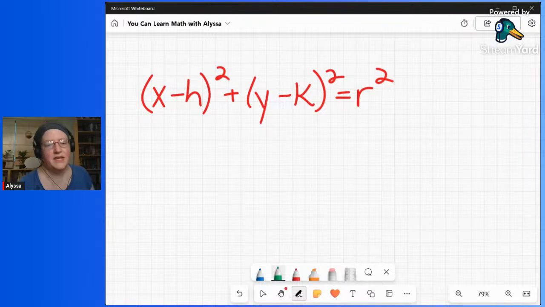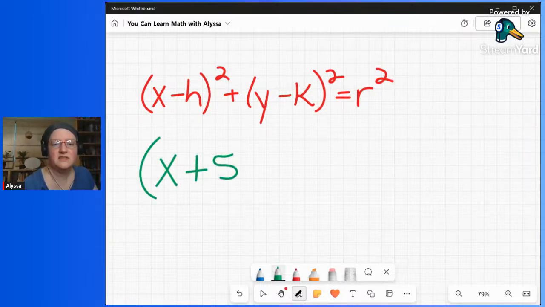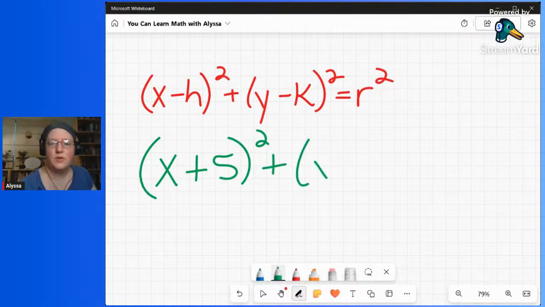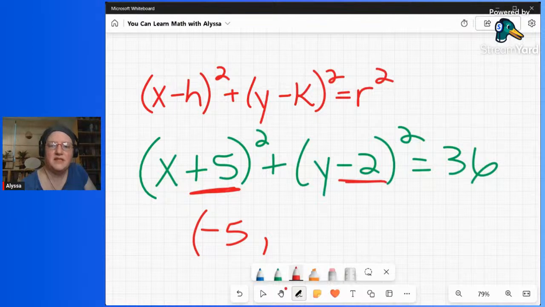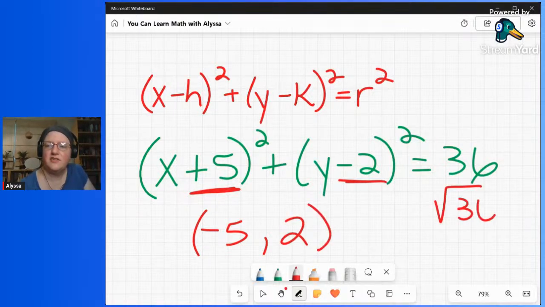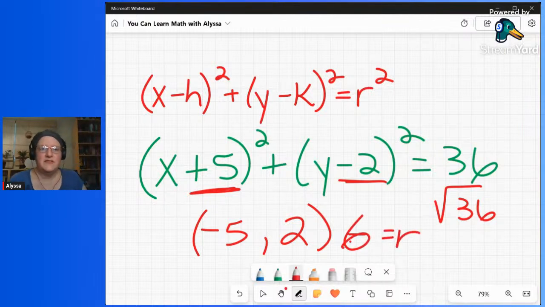There's always a wrinkle. So if you were given an equation, let's say x plus 5 squared plus y minus 2 squared equals 36. Say, okay, the opposite of positive 5 is negative 5. The opposite of negative 2 is positive 2. The square root of 36 is 6. So I know this is a circle with a center at negative 5, 2, and a radius of 6.